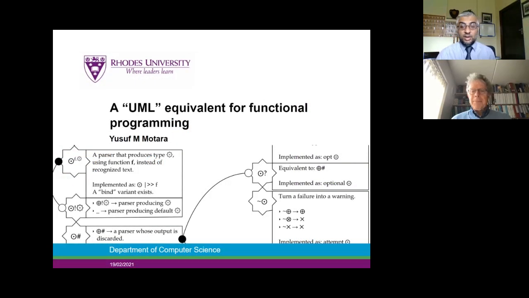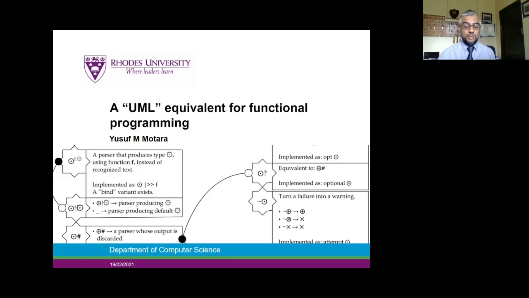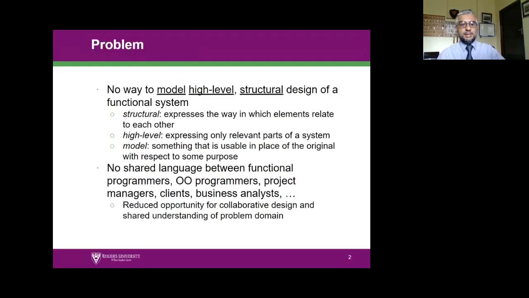This is going to be a bit of a long journey, but I hope it'll be an interesting one. So let's get into it quickly. Now the problem is this: there's no way to model the high-level structural design of a system. Now, what do I mean by those things?